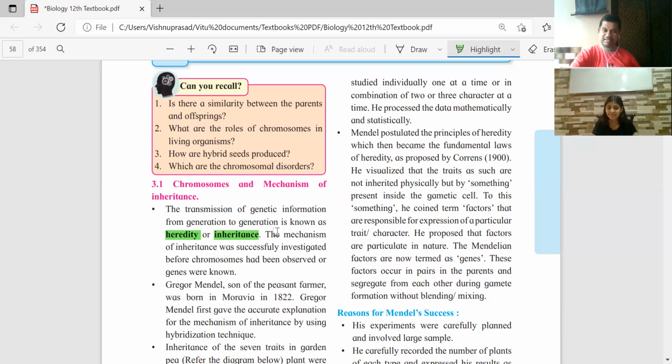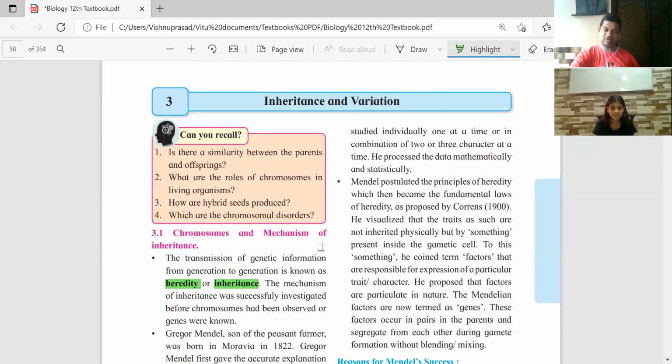Understood these simple facts? Now, the thing is, all these points that there are characters which are transmitted from one generation to the other, inheritance, heredity, chromosomes, genes, these were not known to us till the time technology was advanced.